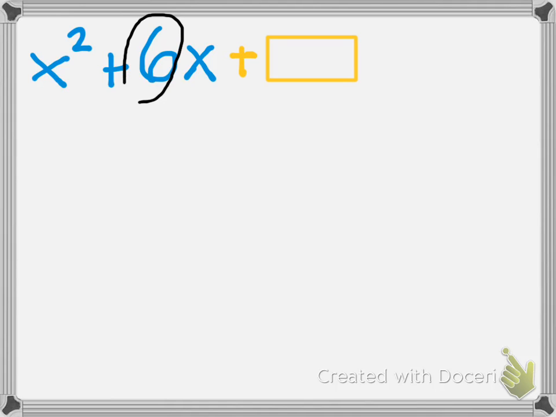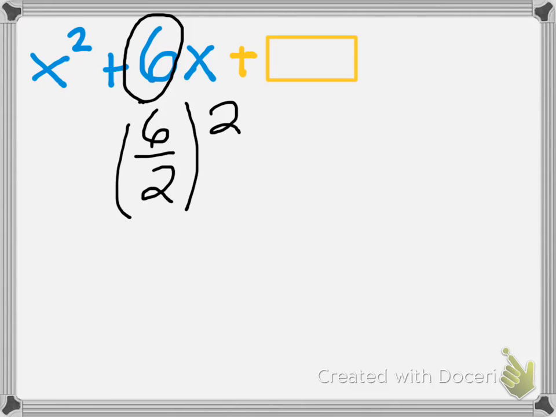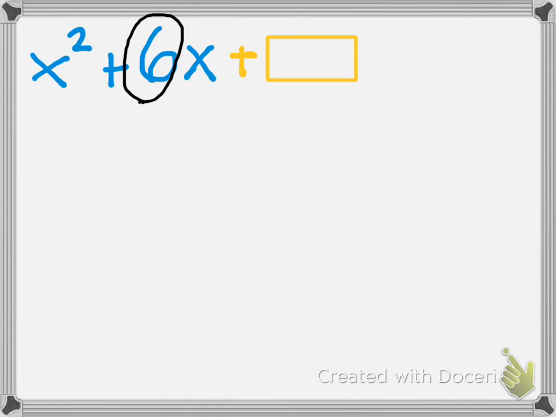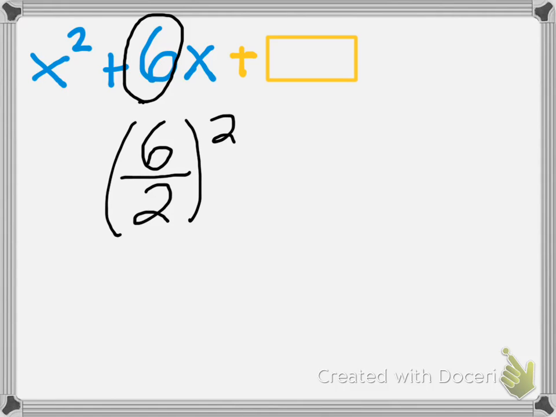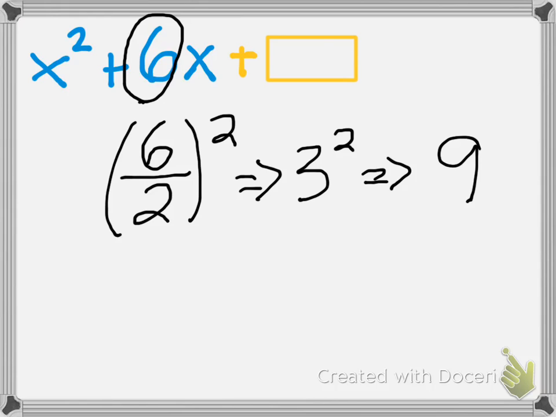This number, this coefficient, is a 6. You divide it by 2, and then you square it. So, again, take the number, the coefficient 6, divide it by 2, and then square it. What is 6 divided by 2? 3. And what is 3 squared? 9. That missing term is a 9.